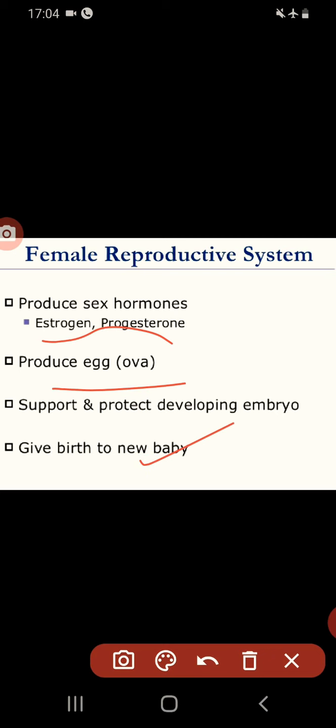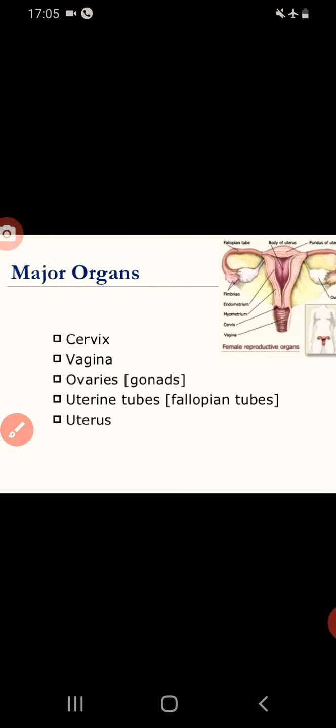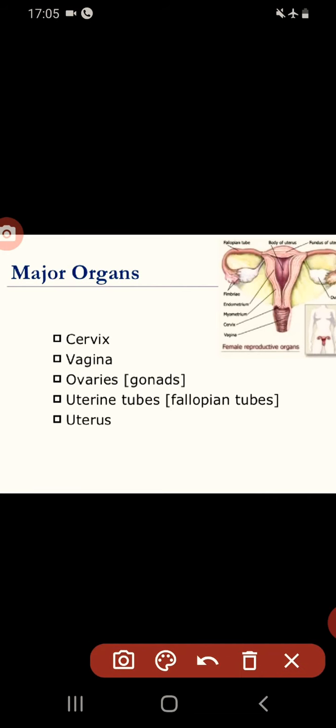Now this female reproductive system is more complex as compared to that of the males. The reason is that the female reproductive system accepts the sperms from the male, it supports the movement of the sperm up to the egg, and fertilization, post fertilization, everything takes place inside the female reproductive system. So that is why it is more complex as compared to the male reproductive system.